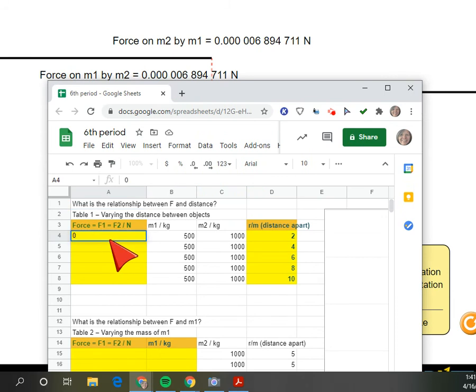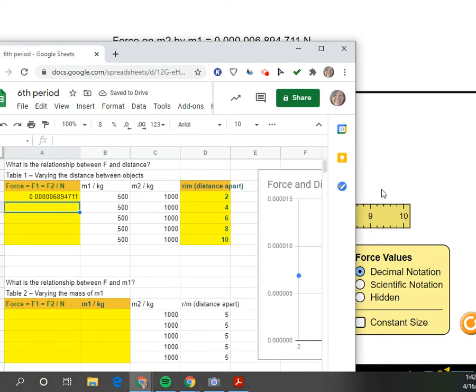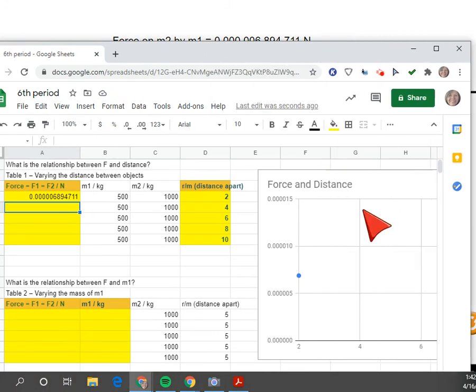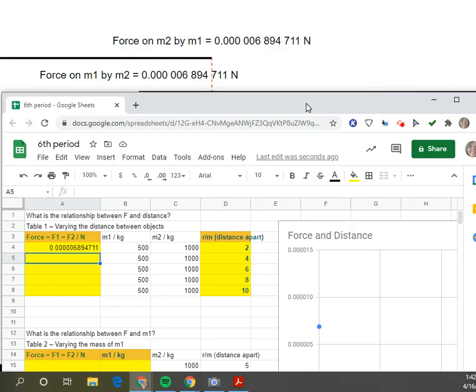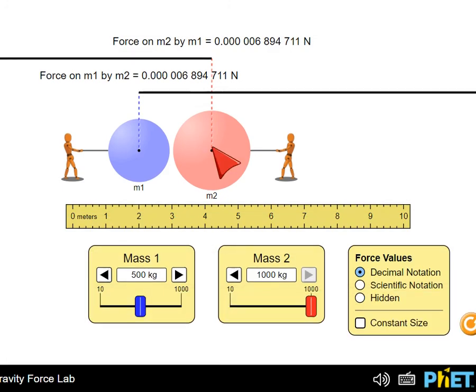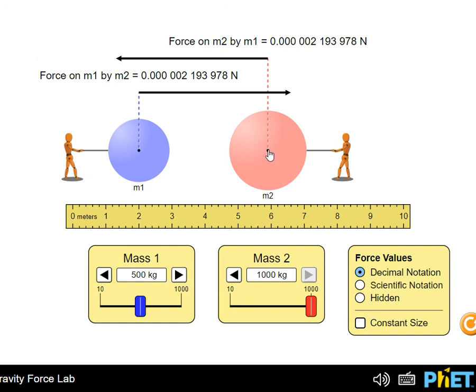0.0000006894711. Okay, ridiculous number. So if you notice, immediately your graph was sort of created for you. So the next part, we're going to separate our distance 4, 6, 8, and 10. So we want 2, 3, 4. Okay.